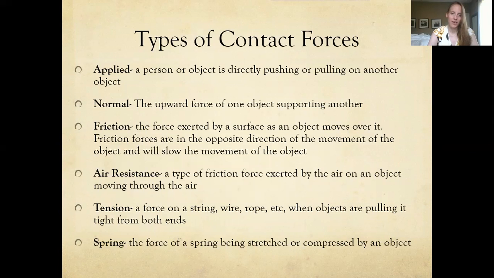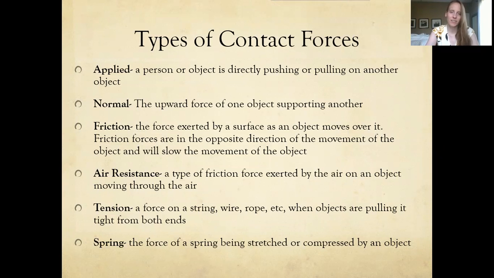The different types of contact forces are applied forces. That is, if you actually physically shove something or pull on something. The normal force is just the force of something holding up an object. So right now, the upwards force of my hand that is allowing me to hold this paperweight is the normal force. When I set it on the desk, that is also a normal force that the desk is applying upwards that is stopping the paperweight from just sinking down through it.